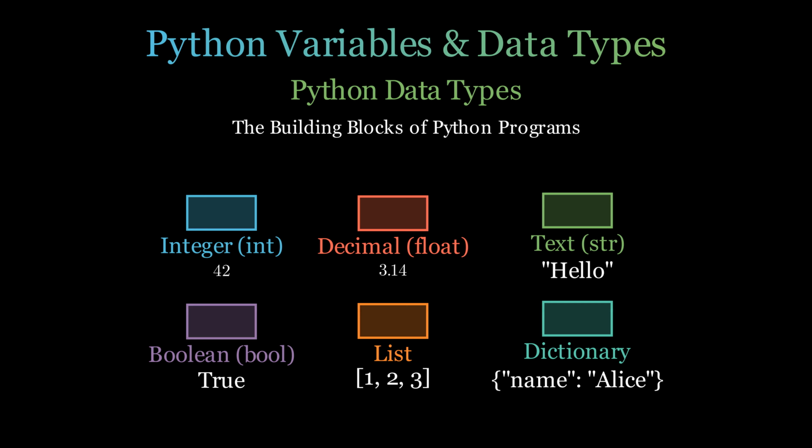Integers represent whole numbers like 42, with no decimal points. Floating point numbers, or floats, represent real numbers with decimal points, like 3.14159. Strings represent text and are enclosed in quotes. You can use single or double quotes. Booleans represent truth values, either True or False, which are used for logical operations. Lists are ordered collections of items, shown here with square brackets. Dictionaries store key-value pairs, enclosed in curly braces, like this example storing a name.